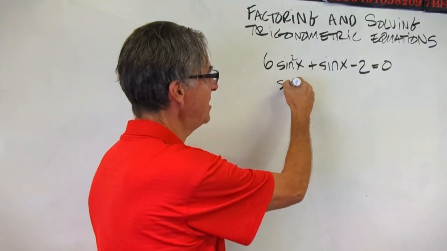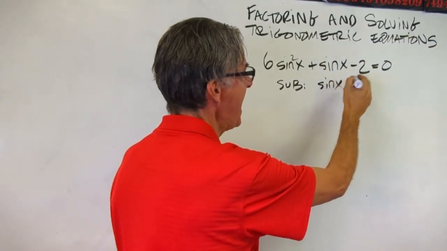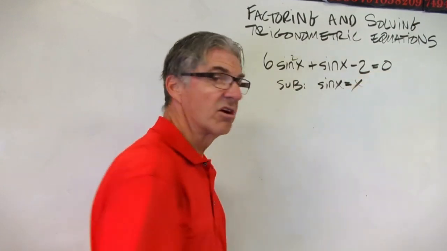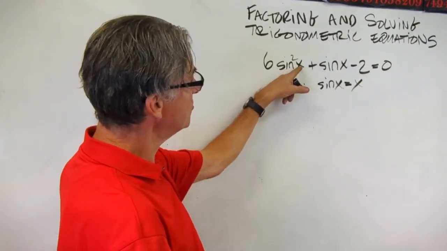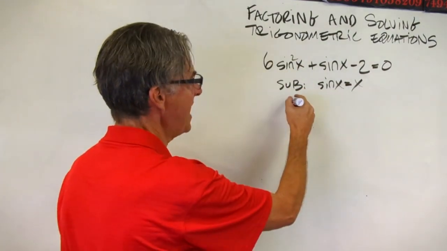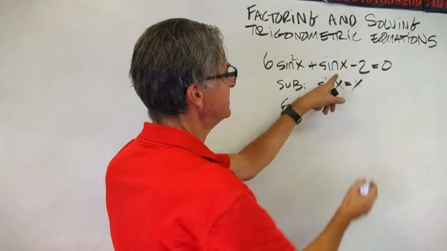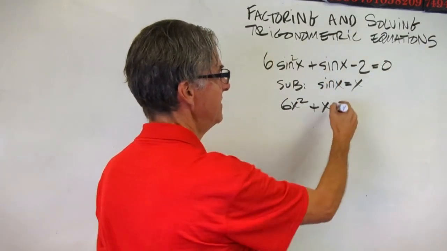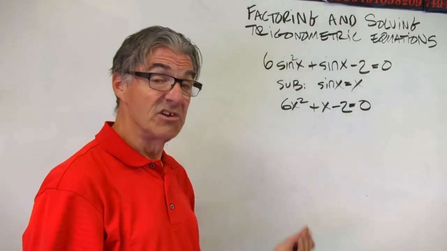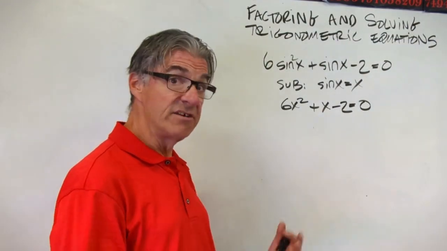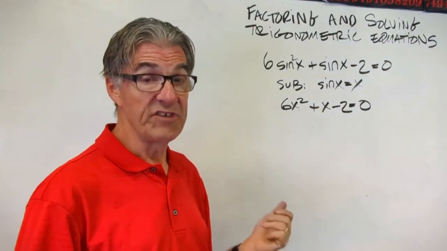I'm just going to write sub, and I'm going to do sine x, which is what we have, and I'm just going to put regular old x in there, and we're going to see what that looks like. So if I take sine squared x and substitute x, I'm going to have 6x squared plus x, because I'm substituting x for sine x, minus 2 equals 0. Now, this looks like a quadratic. And when you had your algebra class, you solved these quadratics all day long.